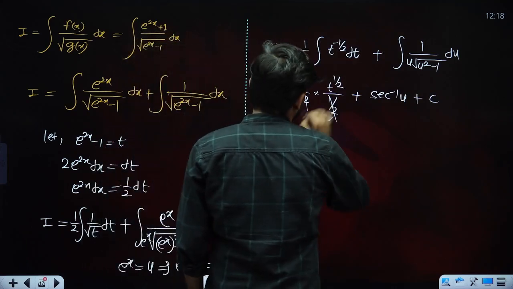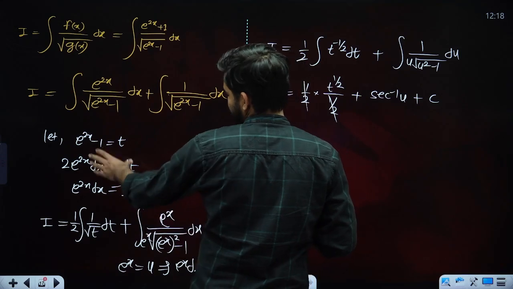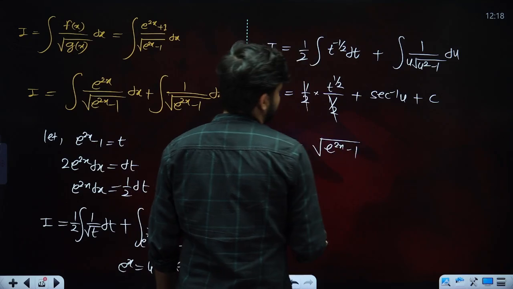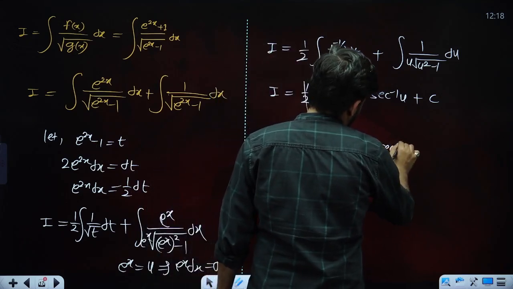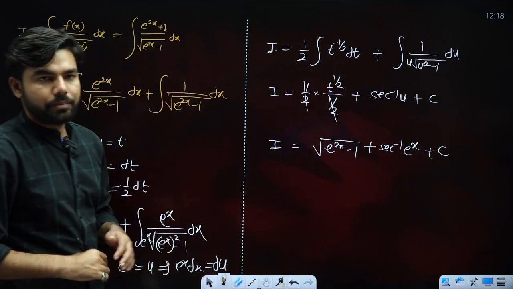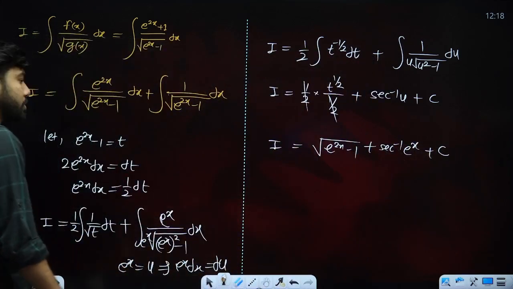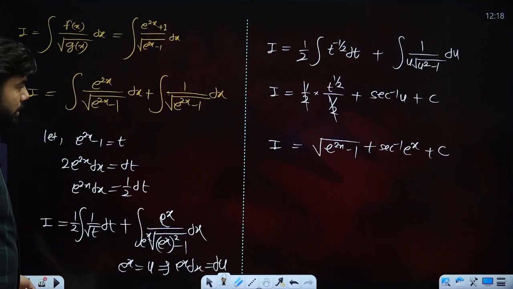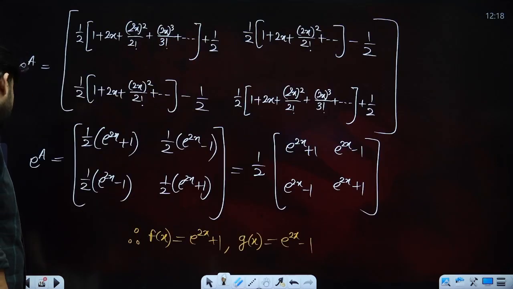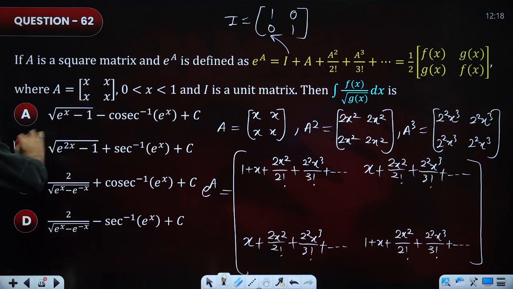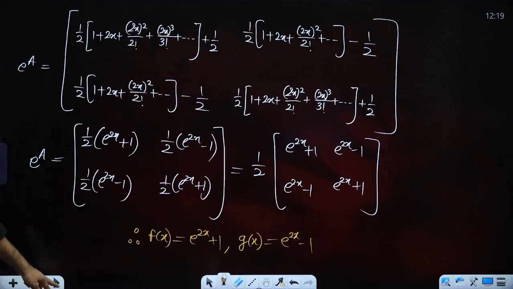So for that case, we have t raised to 1 by 2, and t is basically e raised to 2x minus 1, and in place of u we can write e raised to x, plus c. So this would be the solution over here. Okay, let's check the options. E raised to x, e raised to 2x minus 1 plus sec inverse e raised to x. So option B should be the correct answer over here.